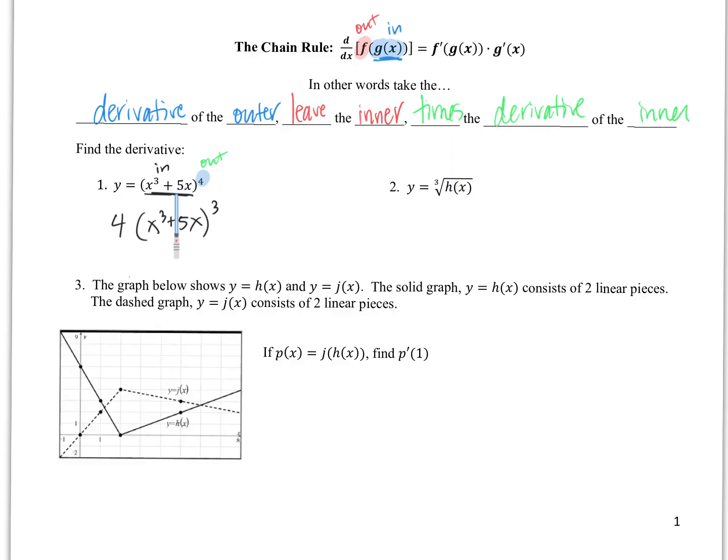Then you're going to times by the derivative of the inner. What's the derivative of my inner, Steffi? 3x squared plus 5. Perfect. Notice that I put that in parentheses because it has to be multiplied by all of that. Steph, we're done.